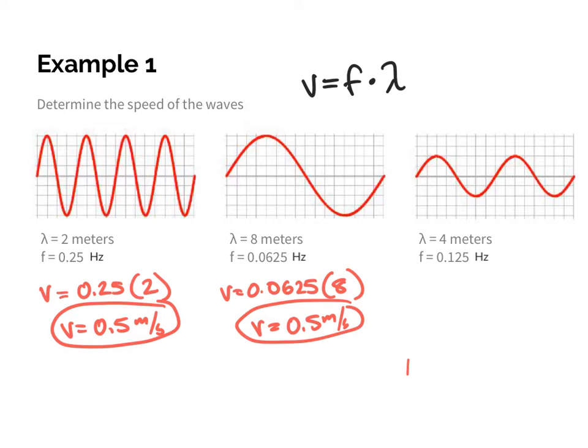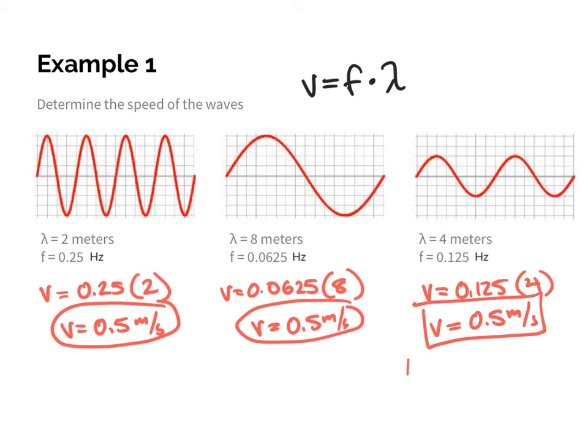So let's see what goes on in this last example. Wavelength is 4 meters, frequency is 0.125. So if I want to calculate the speed, I'm just going to take my frequency and multiply it by my wavelength. And again, that's going to give me a speed of 0.5 meters per second.